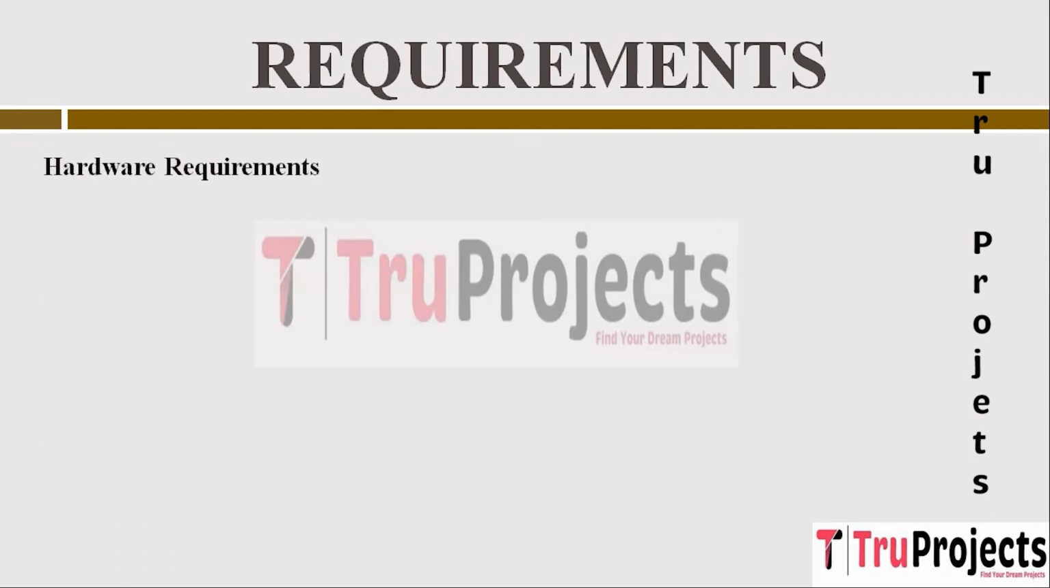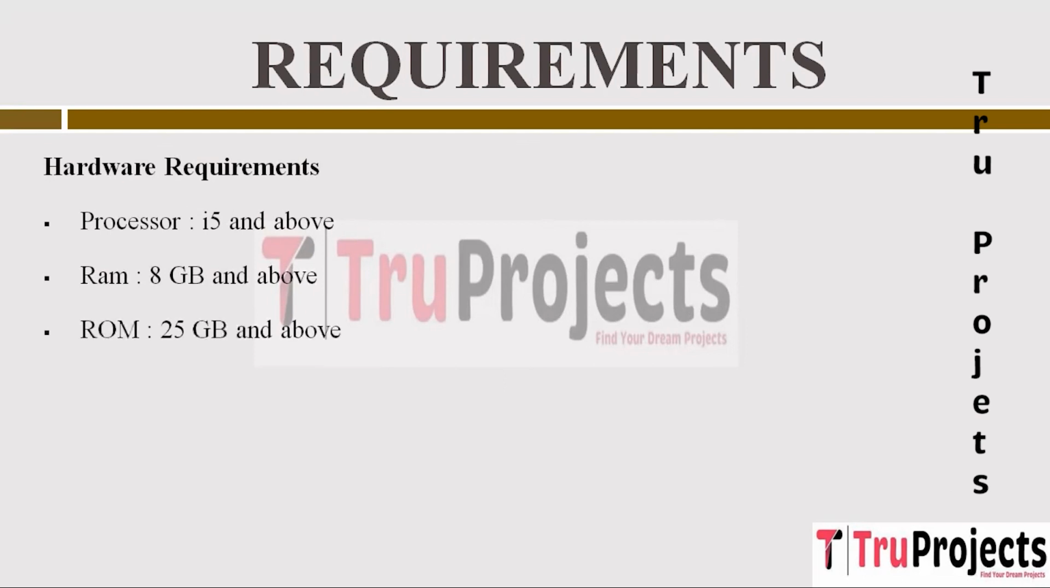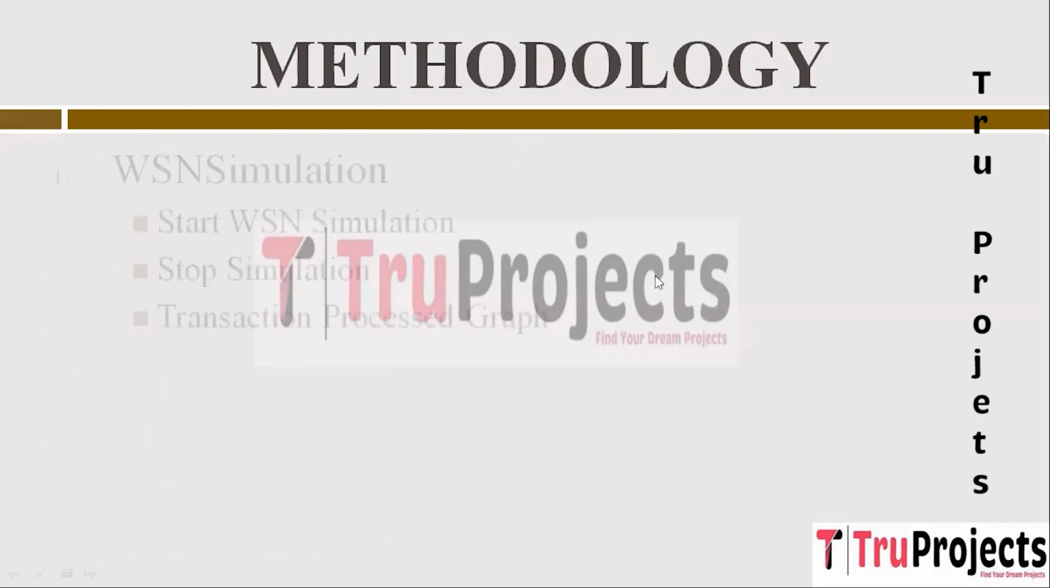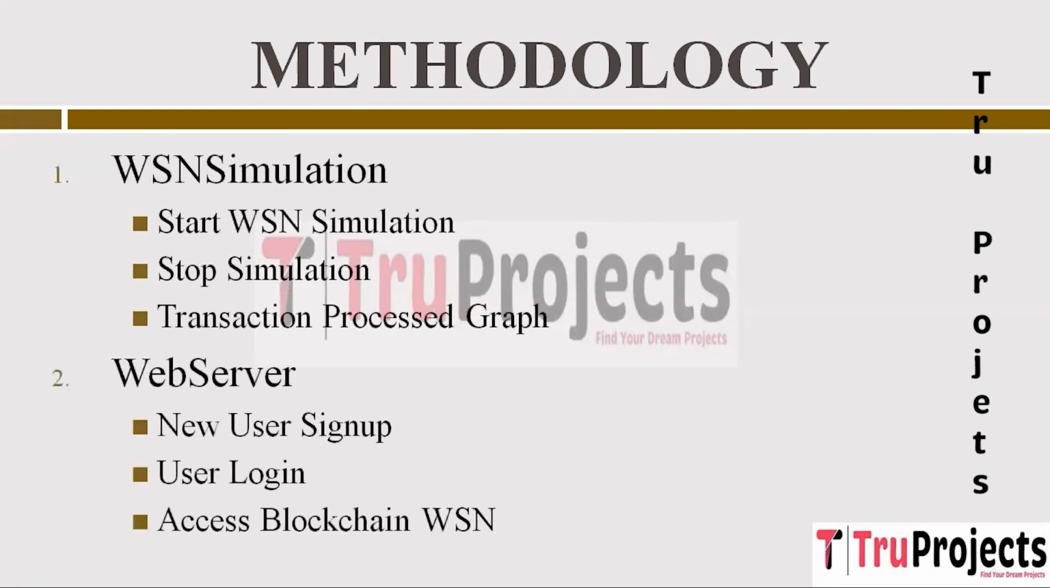Requirements needed to execute this project are hardware requirements: processor of i5 and above, RAM of 8GB and above, ROM of 25GB and above. Software requirements needed are Node.js, Python 3.7.0, and Visual Studio Community version. To execute this project, we have designed two modules, WSN Simulation and Web Server. So these are the features in the WSN Simulation module, and these are the features in the Web Server module.